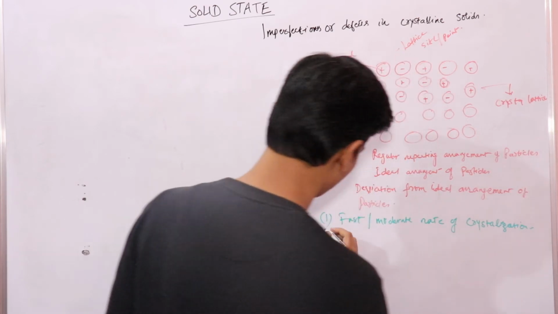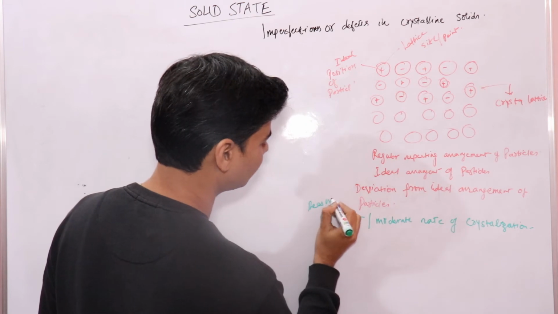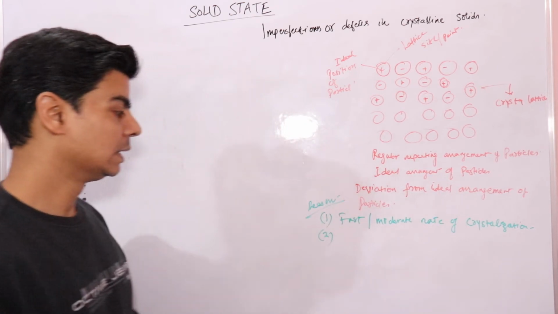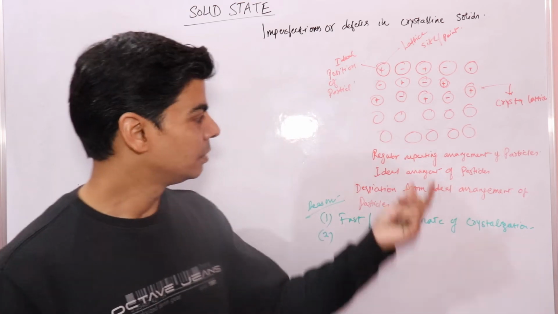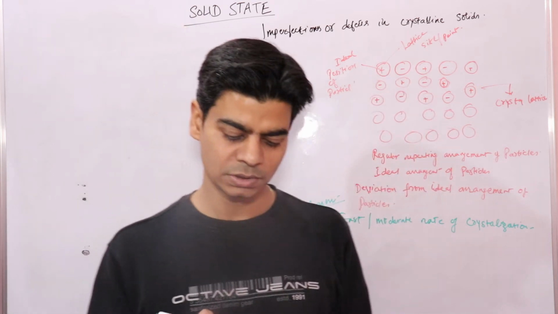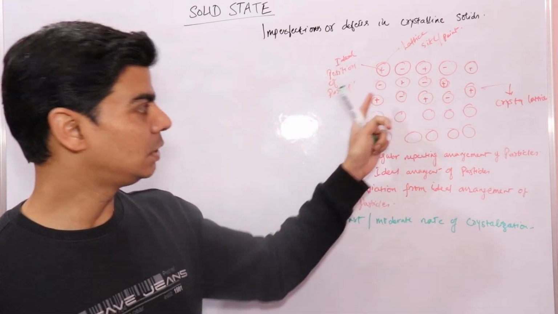What could be the second reason? These are reasons for these defects. The second reason is heat. If these crystalline solids absorb heat, then it may lead to defects.